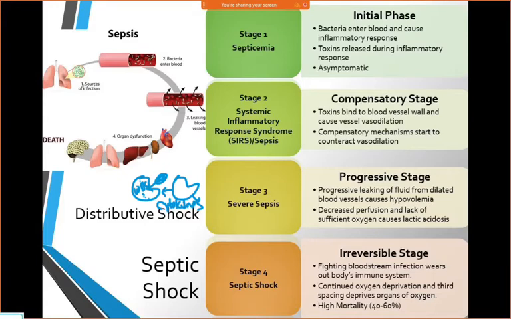The stages of sepsis, the way you move through them, depends on what is infecting you. Bacteria replicate very fast, and you'll progress through this very fast. Some people can progress through these stages in 2 to 3 hours. Some people will take 2 to 3 weeks to progress through these stages.